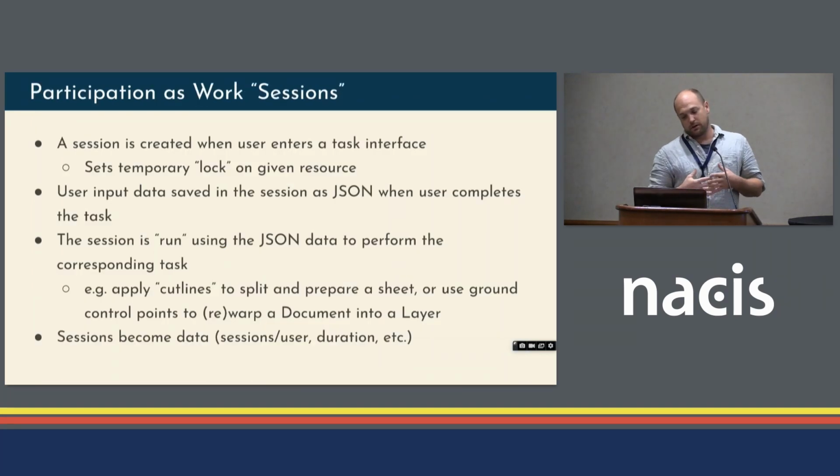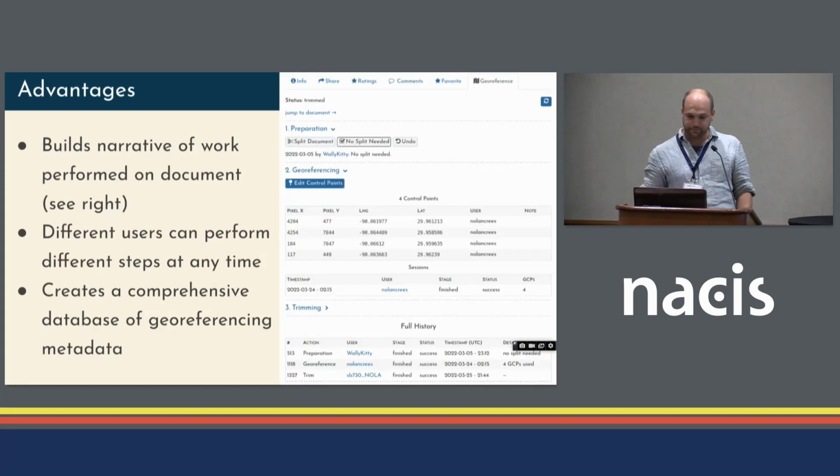So when someone enters one of those interfaces that I was showing, a new session is created, and then they do their clicking and they create some data, those either lines or control points or the mask. That is then saved to that session, and then really after they submit, there's a running process that kind of applies that to the resource, either the document or the layer. So one of the best things about this is that the sessions become data in themselves, and you'll see some of that later.